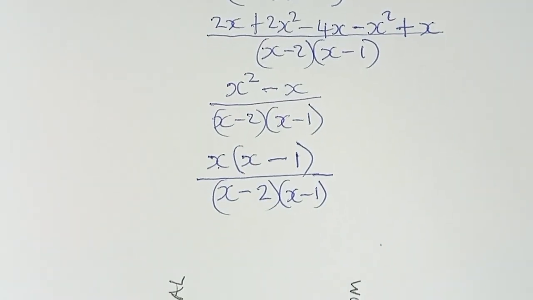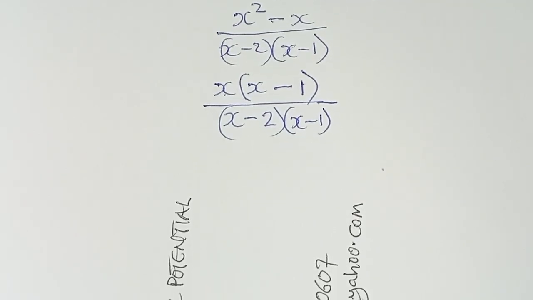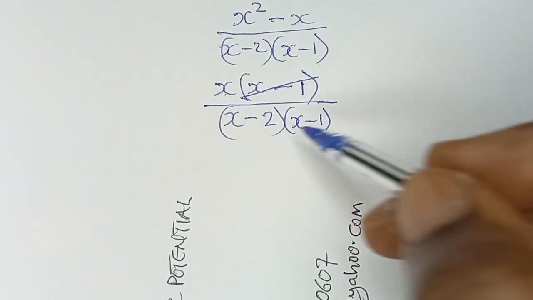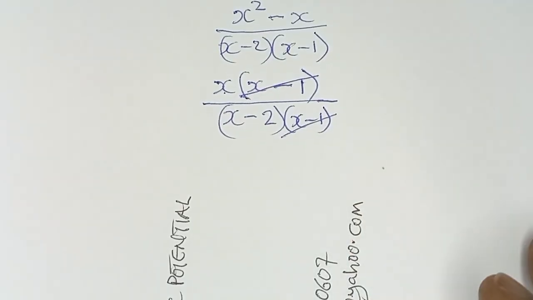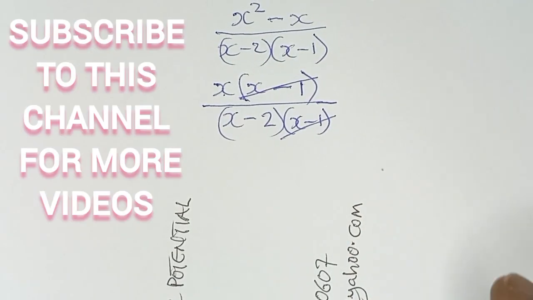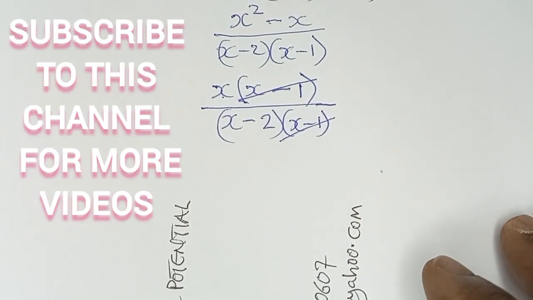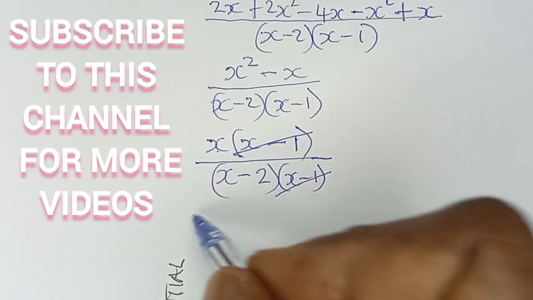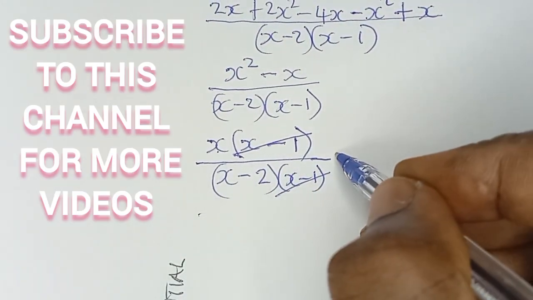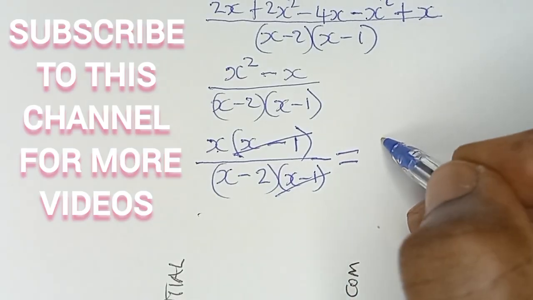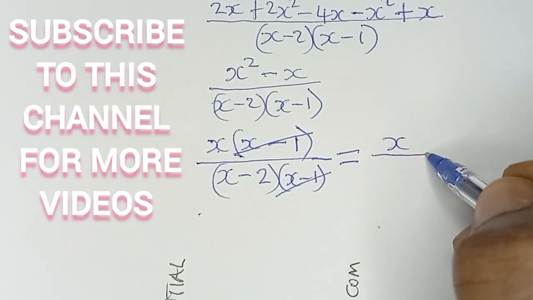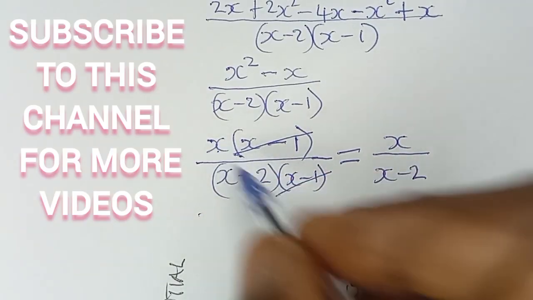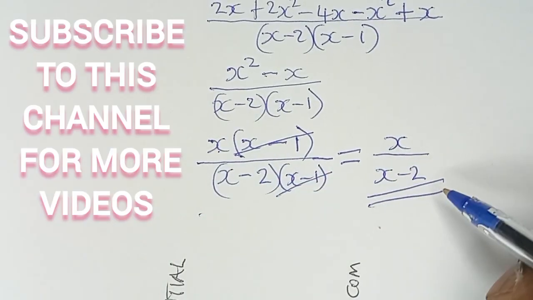So if you look at it properly now, you will see that we can cancel the same term. This x minus 1 can cancel x minus 1, so that we can finally have our answer there, which is equal to x all over x minus 2 as the terms that are left here. And this is the final answer.